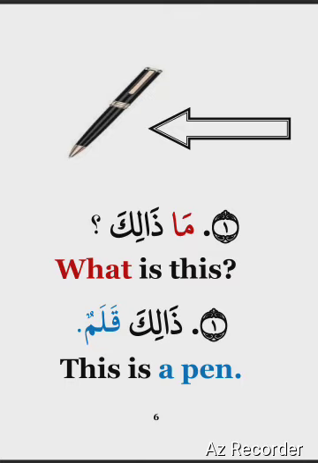ما ذلك يا أخي؟ What is that, my brother? ذلك قلم يا صديقي. That is a pen, my friend. ما ذلك يا أخي؟ What is that, my brother? ذلك قلم. That is a pen. يا صديقي, my friend. يا أخي, my brother. لعلك فهمت. I hope you understand. ما شاء الله.